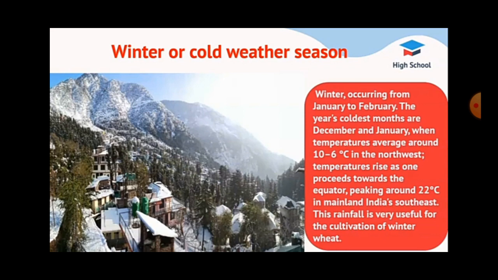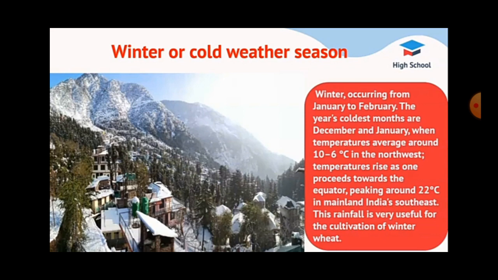Hence, India receives the slanting rays of the sun, which results in low temperature. Because the sun's vertical rays fall on the Tropic of Capricorn, India receives very slanting rays of the sun. So this results in very low temperature.